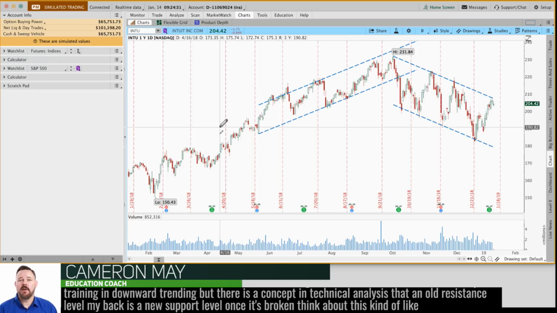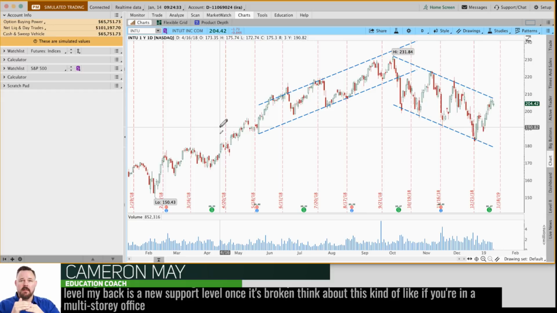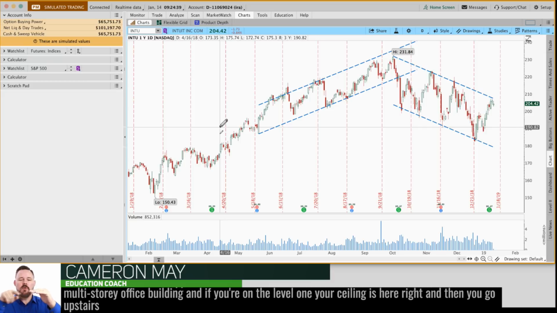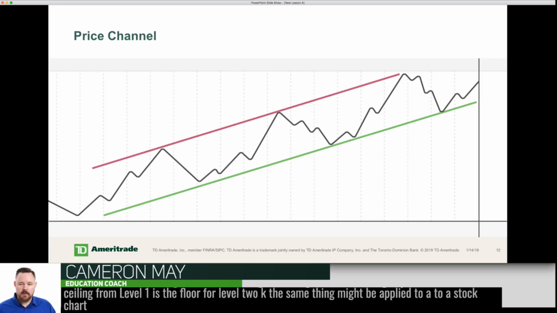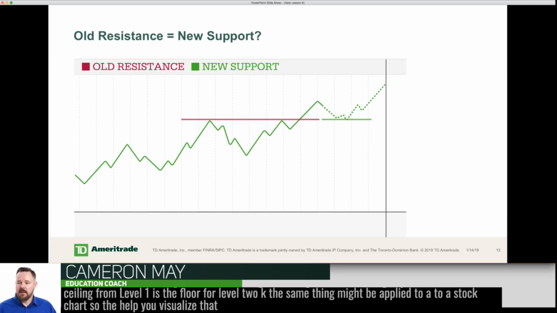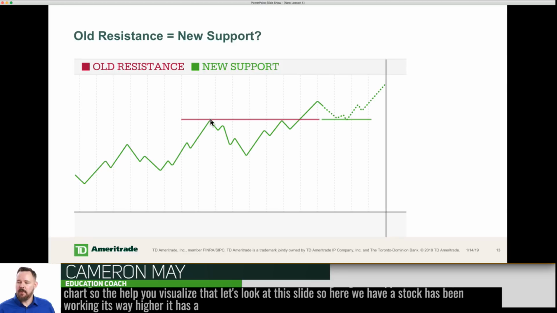Think about this. It's kind of like if you're in a multi-story office building. And if you're on level 1, your ceiling is here, right? And then you go up some stairs, and your ceiling from level 1 is the floor for level 2. Okay, the same thing might be applied to a stock chart. So to help you visualize that, let's look at this slide. So here we have a stock that's been working its way higher. It has a couple of touch points at this red resistance level.